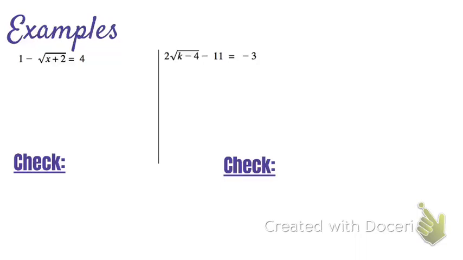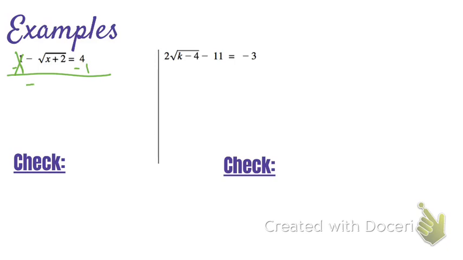So if we look at the one on the left here, if we want to solve for x, the first step is we see the square root symbol. To undo a square root, you square it. But we have to have that square root symbol all by itself on one side of the equation. So I'm going to move the 1 to the other side. I'm going to subtract 1, because 1 minus 1 is 0.